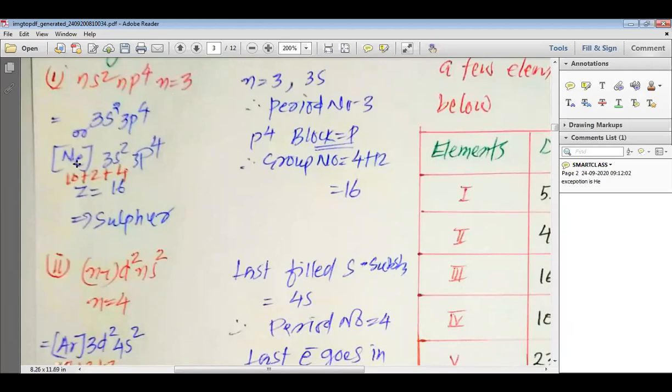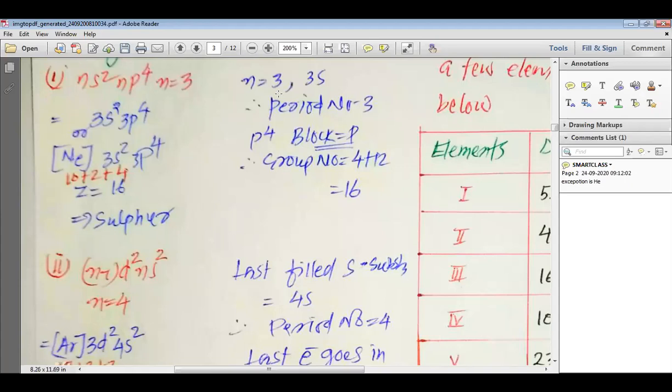See, neon having atomic number 10, 3s2, and p4. So total it is going to be 16. So your element is sulfur. Hydrogen, helium, lithium, beryllium, boron, carbon, nitrogen, oxygen, fluorine, neon, sodium, magnesium, aluminum, silicon, phosphorus and sulfur. So you can say it is sulfur.